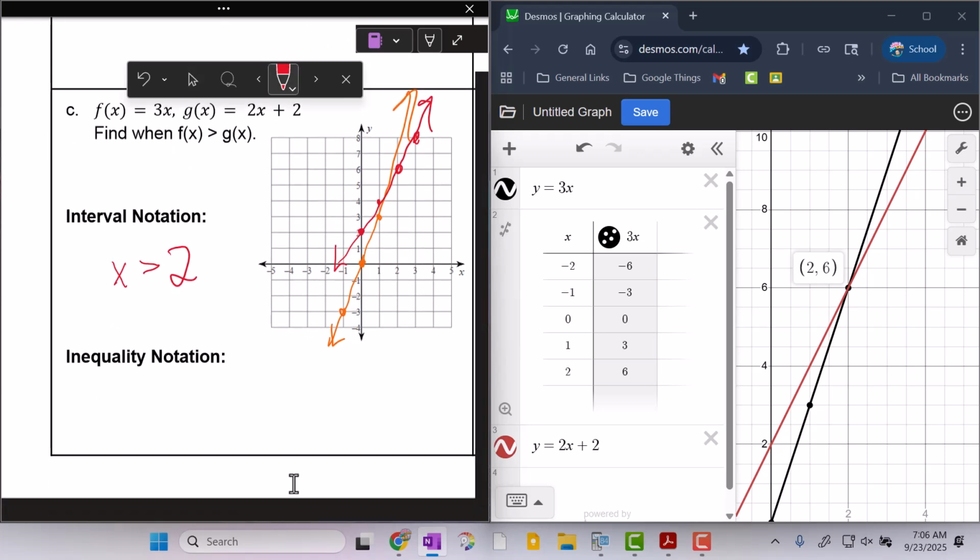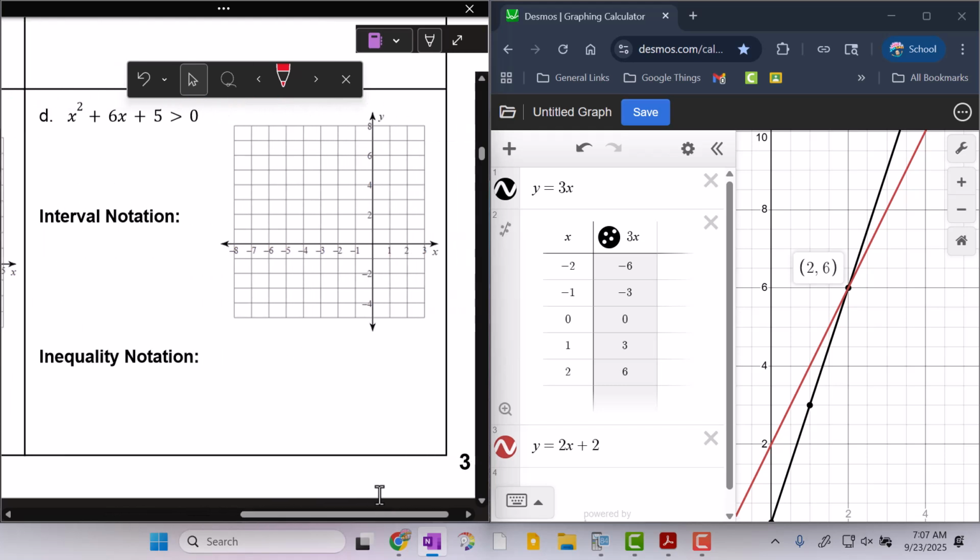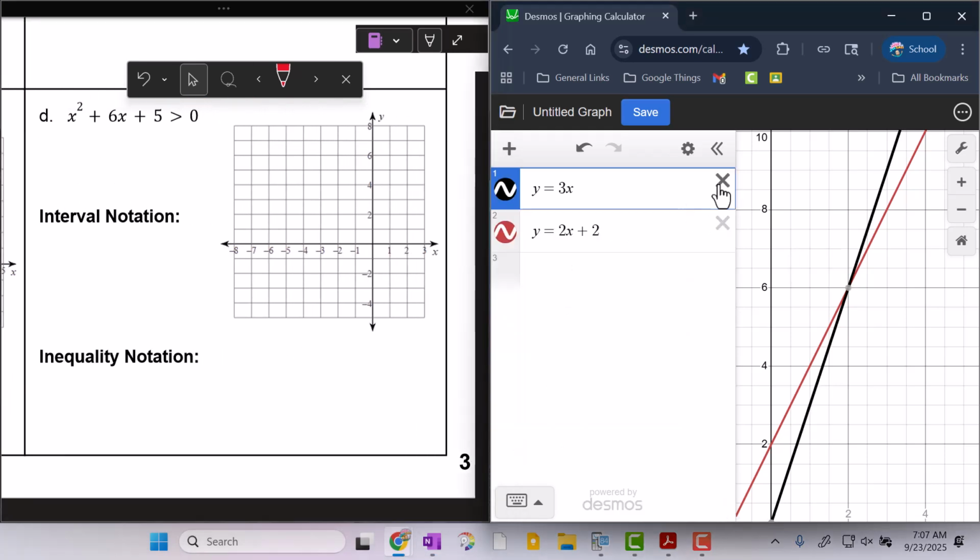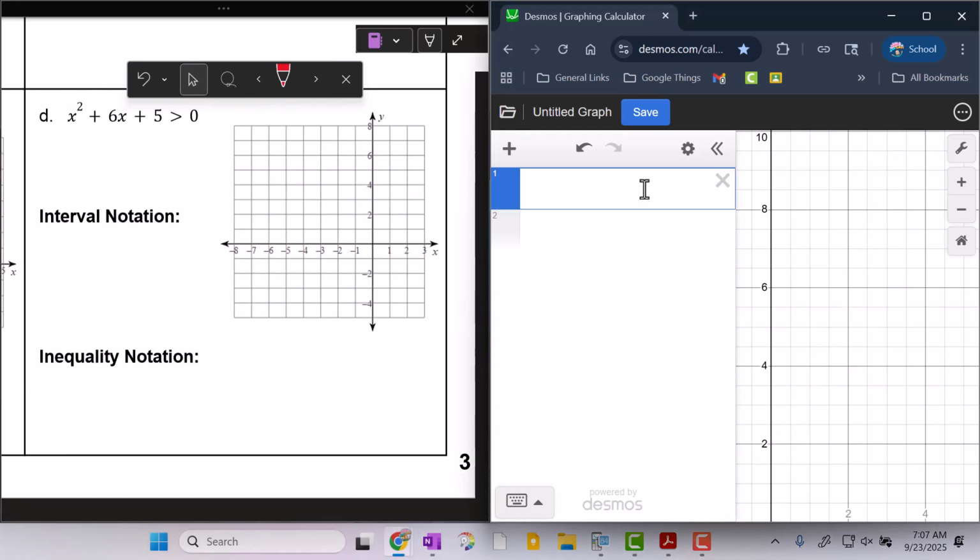So in inequality notation, that would be x greater than 2. The interval notation would be 2, parenthesis, positive infinity. It starts at 2 and it goes to the right forever. Right. We got one more problem, very similar to the other ones that we did. And this may be very similar to a problem on the LTQ. Hint, hint, wink, wink.